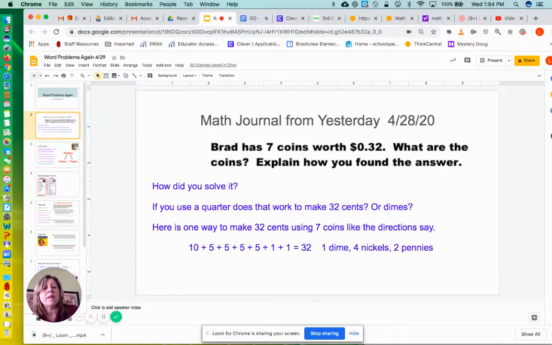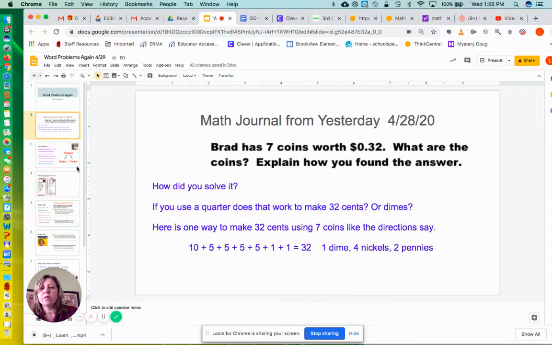So I've got one way that I figured out. Maybe you figured out some other way, but here's one way to make 32 cents using 7 coins, like the direction says. I've got 1 dime, 4 nickels, and 2 pennies. That equals 7 coins. 10 plus 5 plus 5 plus 5 plus 5 plus 1 plus 1 equals 32 cents. I'd love to find out if you came up with another way to get 32 cents that's different than mine using 7 coins. Let me know.